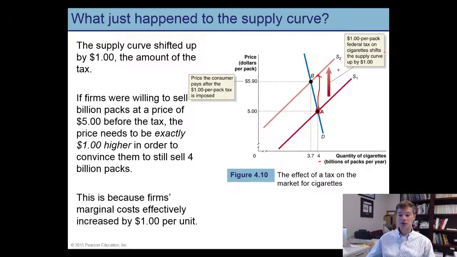Nevertheless, the new equilibrium price is not $6 per pack, and that's because when the price goes up, the quantity demanded by consumers goes down. The new equilibrium, the new intersection point, is not quite $1 higher. It's 90 cents higher.